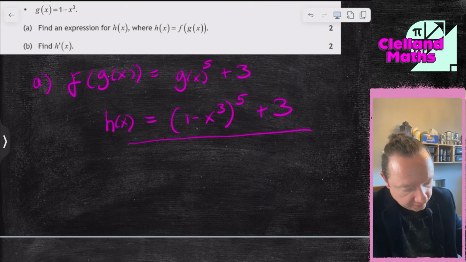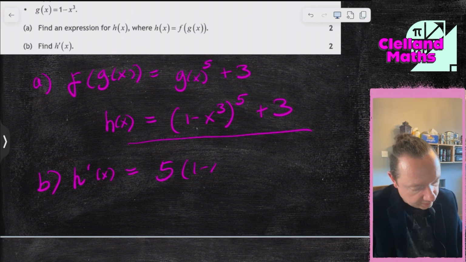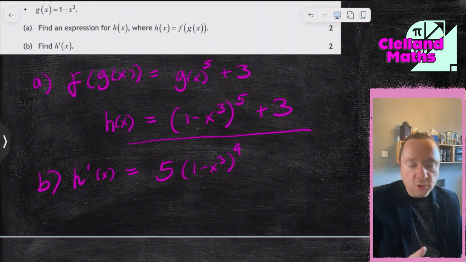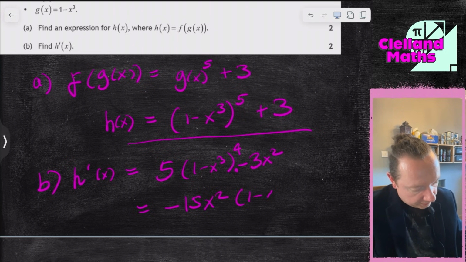Now part B says find h dash x. So it's differentiation then. Well, chain rule. 5 comes down to the front. 1 minus x cubed stays where it is, and I take away 4. The 3 is going to disappear, of course. And now I need to break the chain. 1 minus x cubed, I need to differentiate it. So x cubed becomes 3x squared, and it's a minus. So it's times by that. 5 3s is 15, so minus 15x squared, 1 minus x cubed to the power of 4, and we're done there.